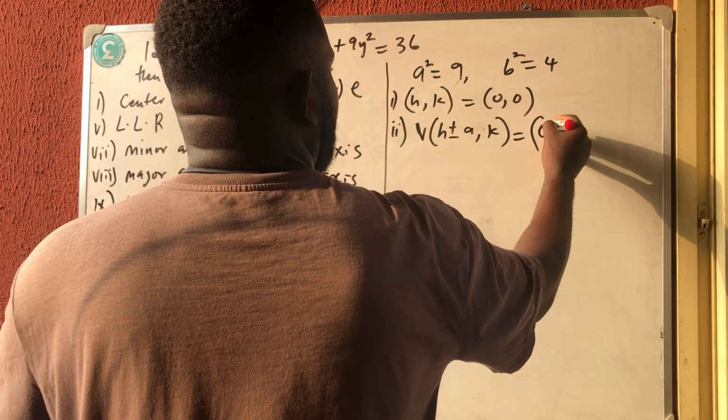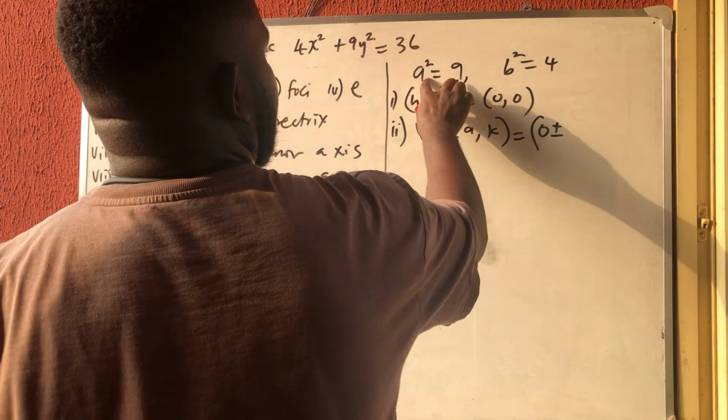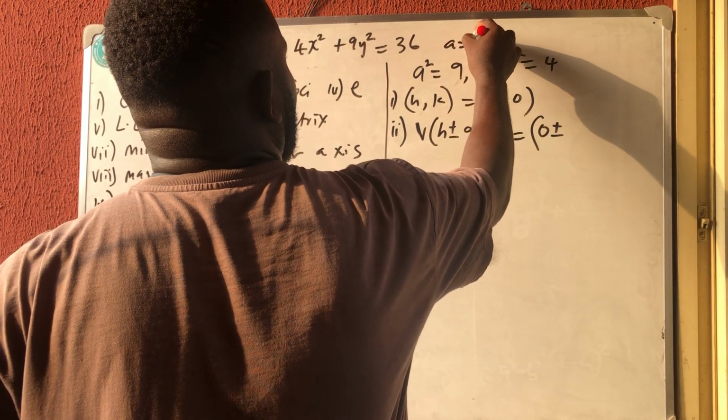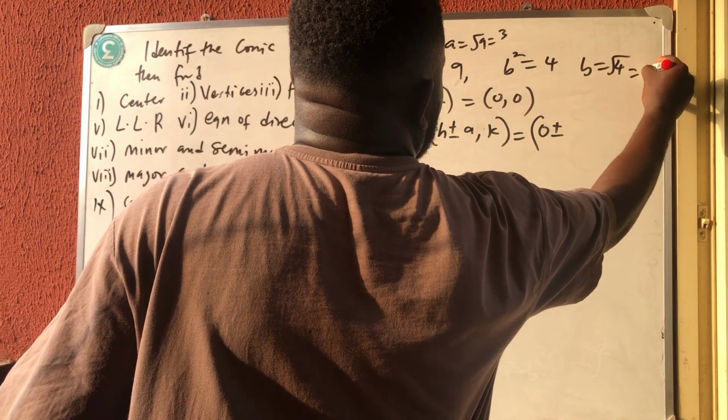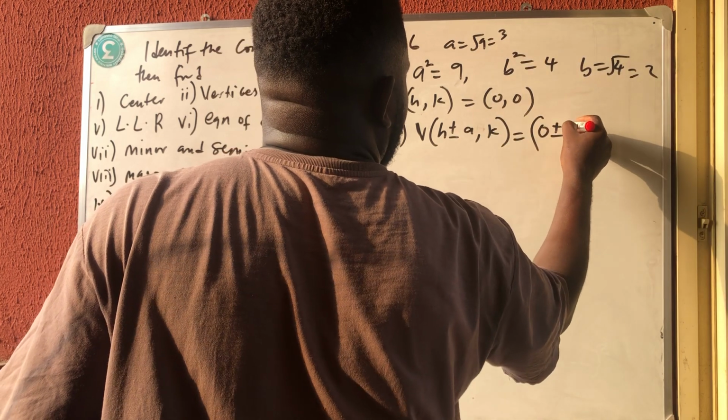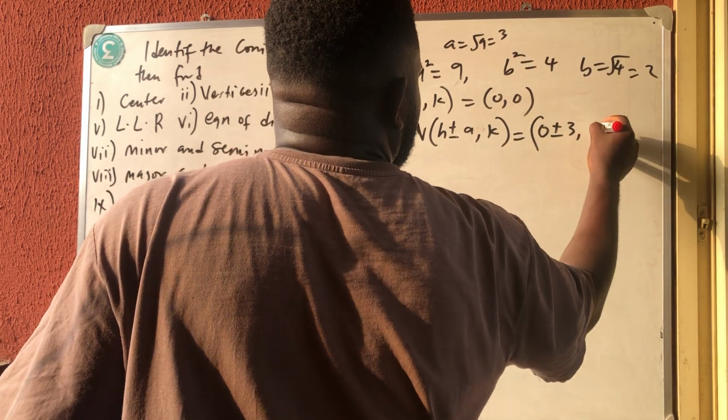So this is equal to what? h is what? 0 plus or minus a. From here, a is now the square root of 9, which is what? 3. From here, b is the square root of 4, which is what? 2. So I'm having plus or minus 3 comma 0.